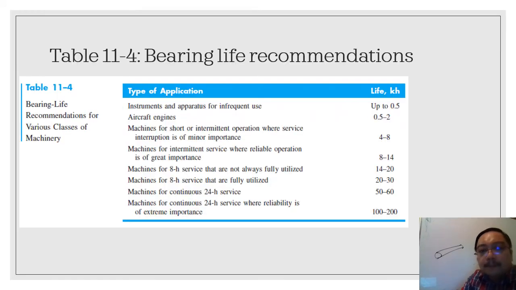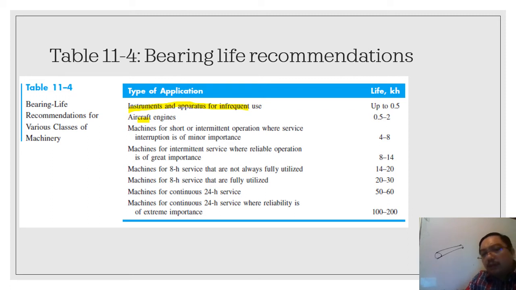So this is the bearing life recommendation for typical machinery. You can see here the life recommendations for various classes of machinery, for aircraft, for instruments, in frequent use.